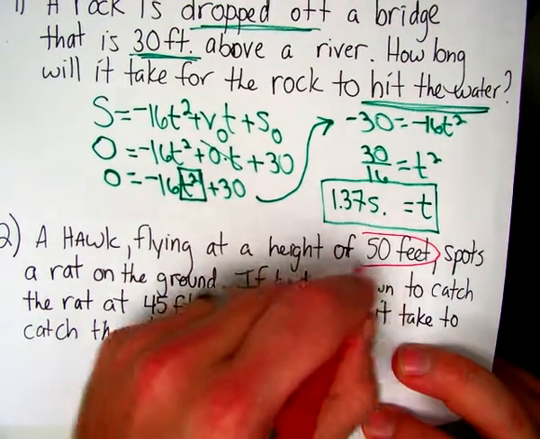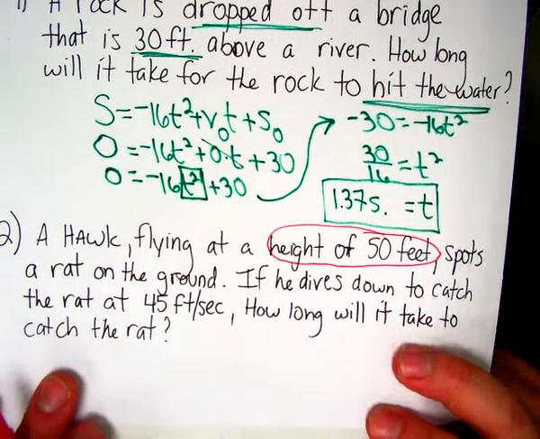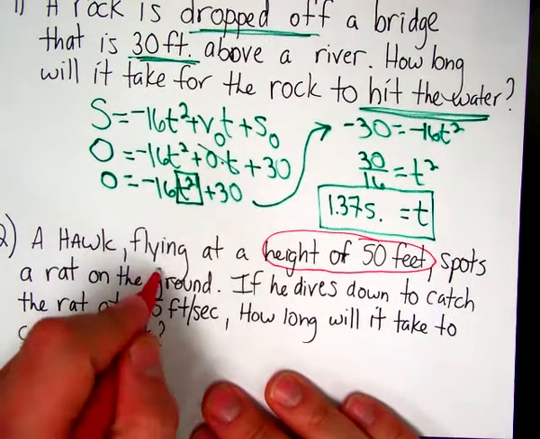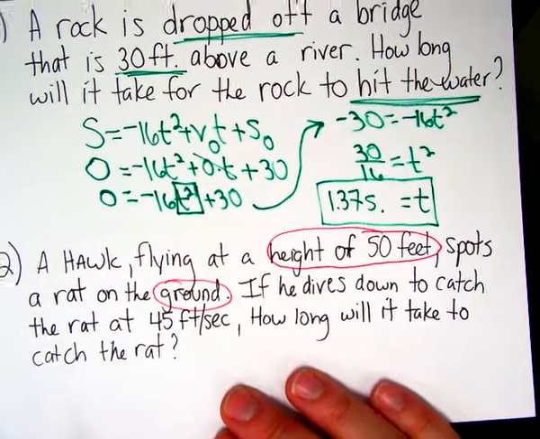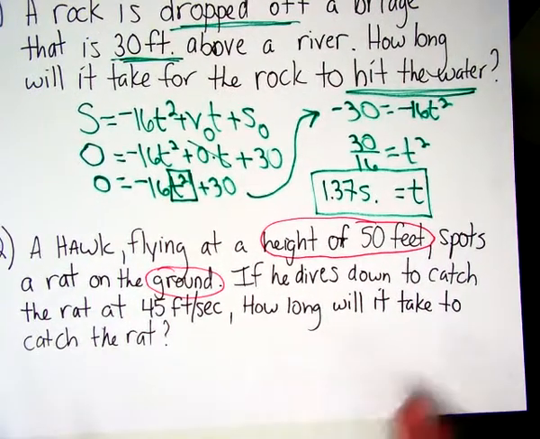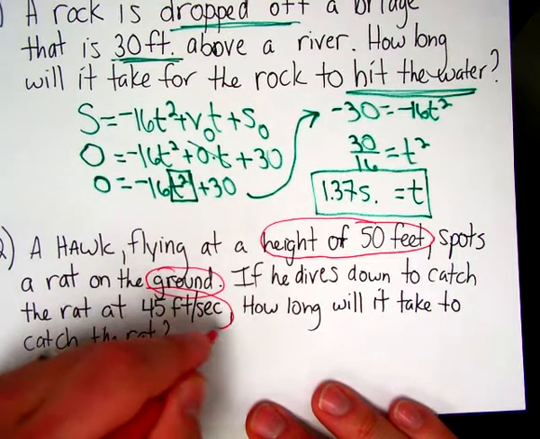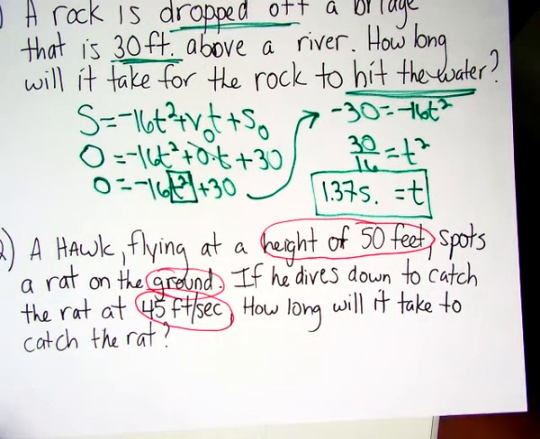This represents our starting height. He spots a rat on the ground. Ground denotes that it's going to be at 0. If he dives down to catch the rat at 45 feet per second, this is our velocity, how long will it take to catch the rat? So we're solving for time.